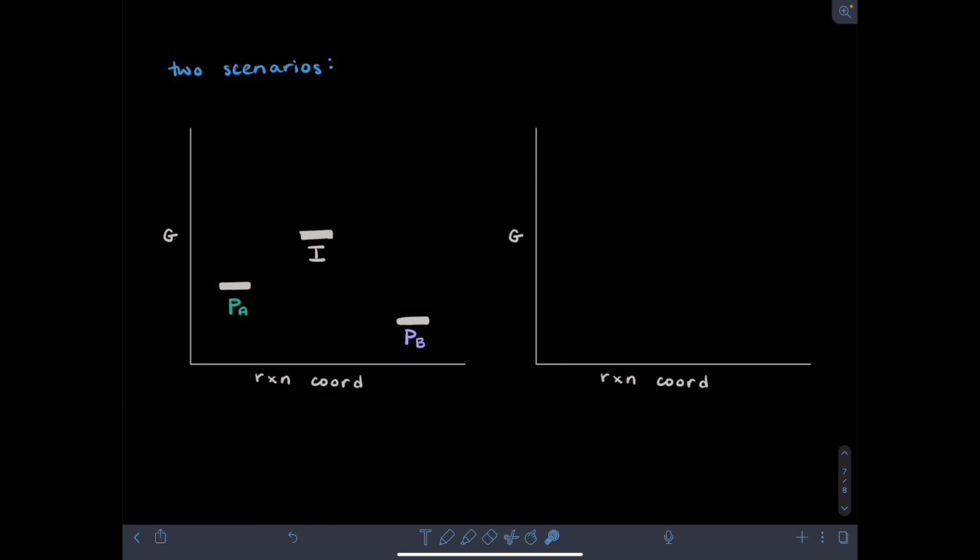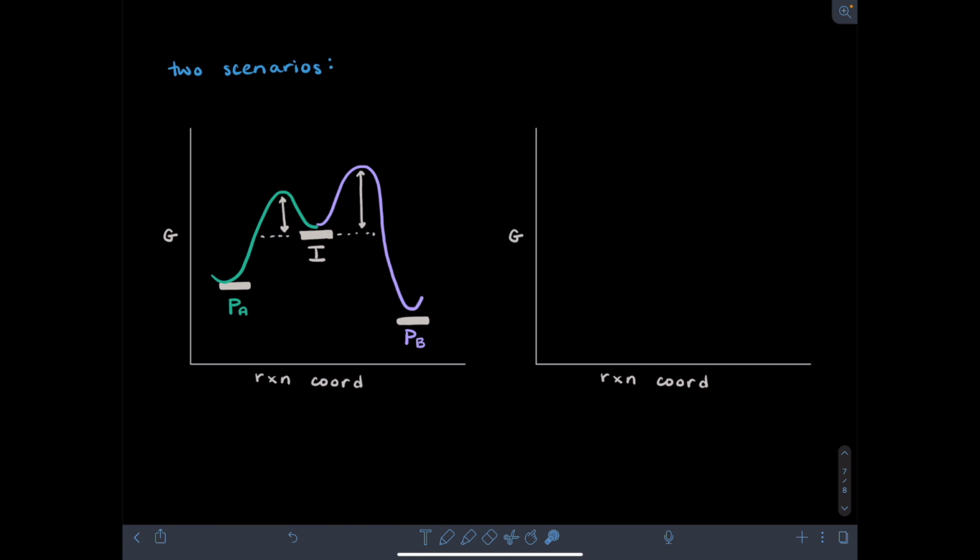Notice I've drawn product B lower in energy compared to product A. Here in purple I'm showing a barrier going from the intermediate to product B. And here I've added the green barrier going to product A. Let's consider what would be our kinetic versus our thermodynamic product.